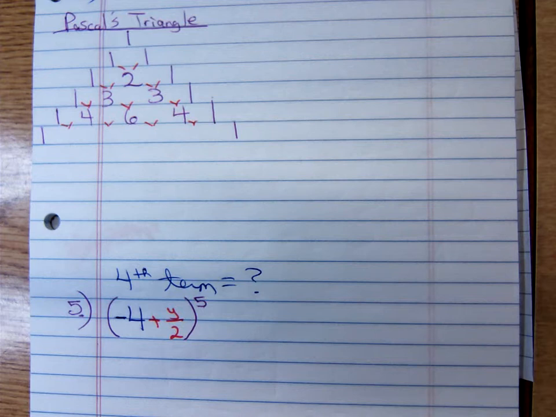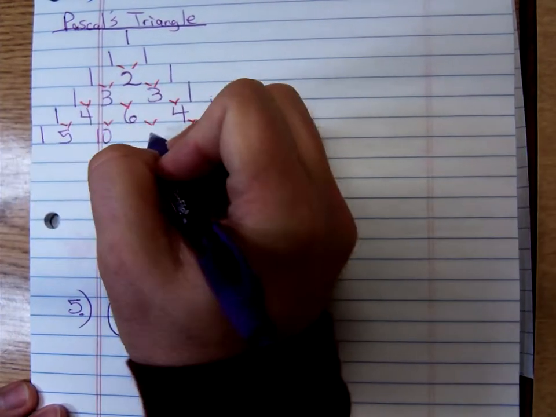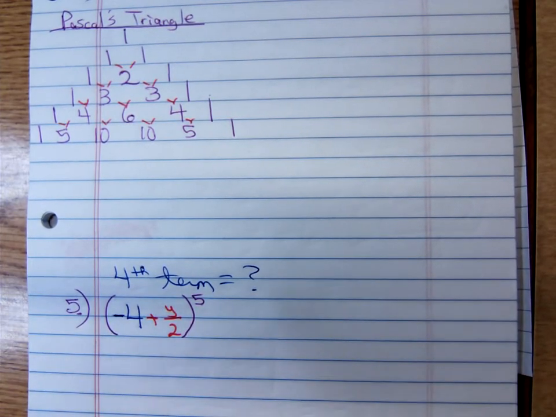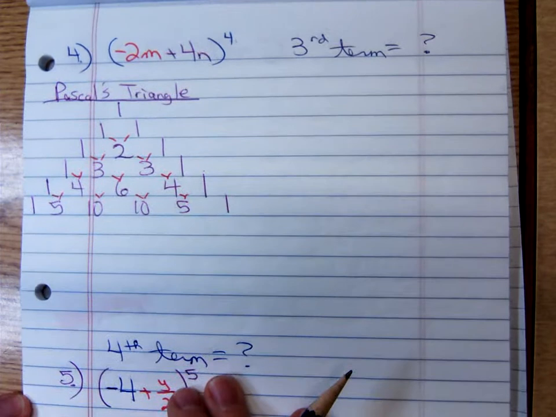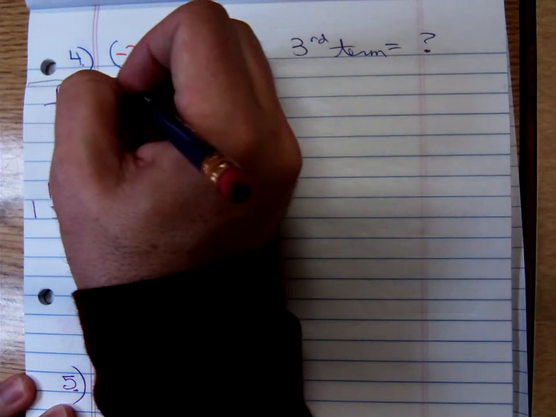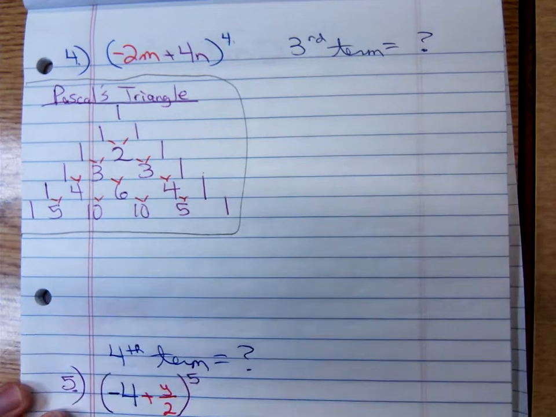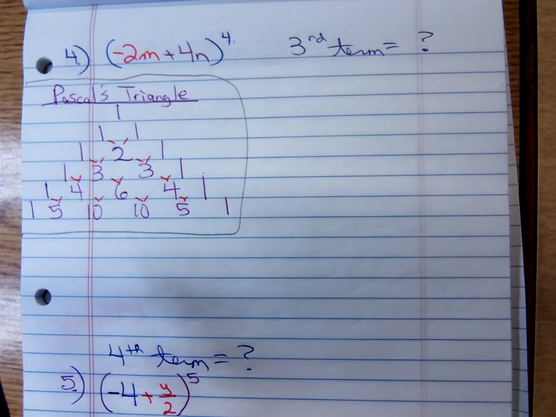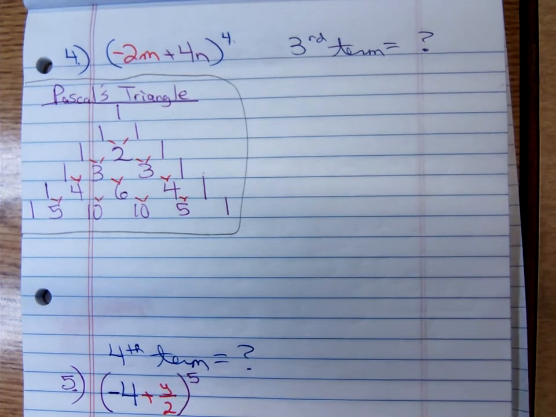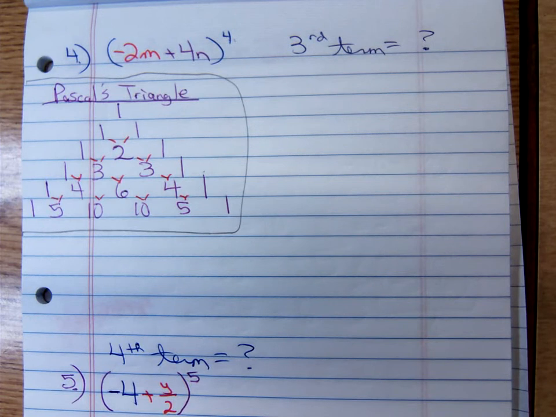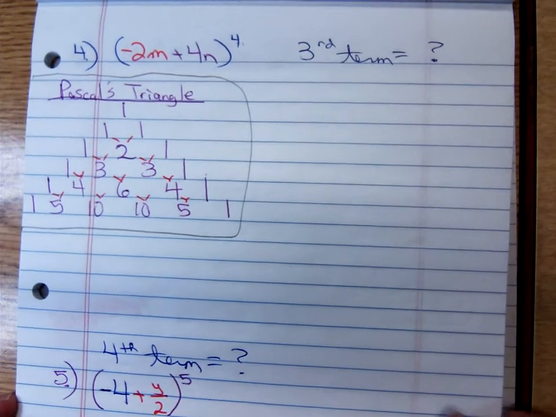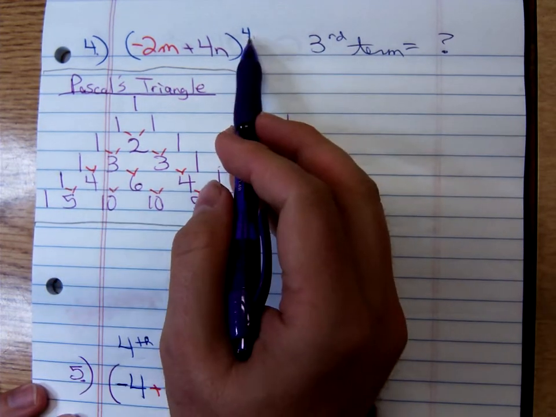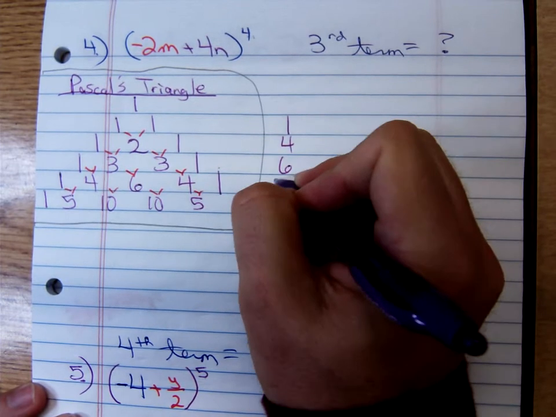1, 5, 10, 10, 5, 1. Now I'm going to set this aside because I'll be needing that in a moment. Well, I'll be needing it for not only this problem, but number 5 in a moment as well. So there. First thing we do, we write down the coefficients. I'll write them down vertically. Which numbers will be my coefficients? 1. Go to the row whose second number is equal to the exponent outside. 1, 4, 6, 4, 1.